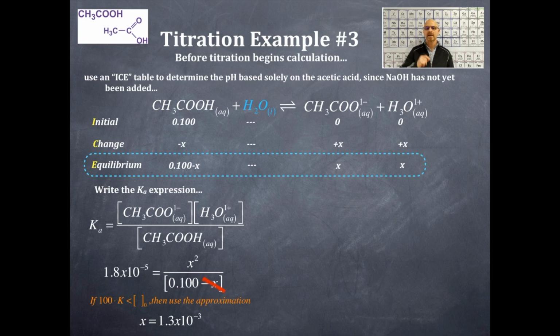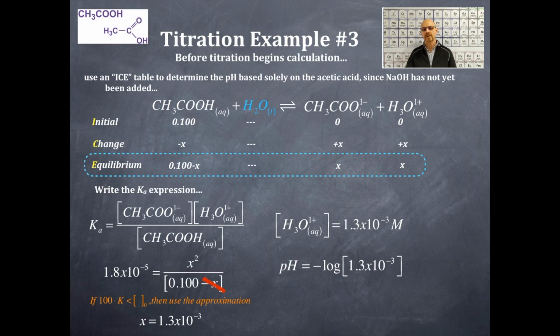Now I'm going to look at my ICE table and figure out what x equals. x equals the acetate ion concentration, which is 1.3 times 10 to the negative 3 molar. x also equals the hydronium ion concentration. The hydronium ion concentration is 1.3 times 10 to the negative 3 molar. Now I am solving for the pH on this problem, and so I'm going to take the negative log of this value. pH is equal to the negative log of the hydronium ion concentration, and then I'm going to get a pH of 2.89. Notice it has 2 decimal places.